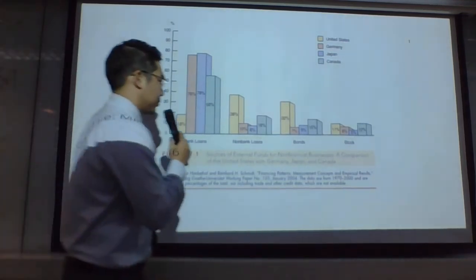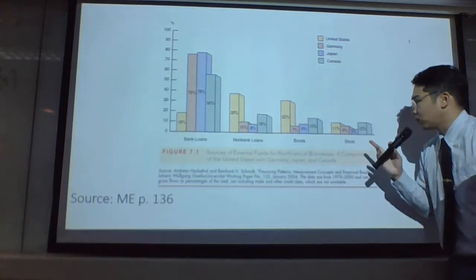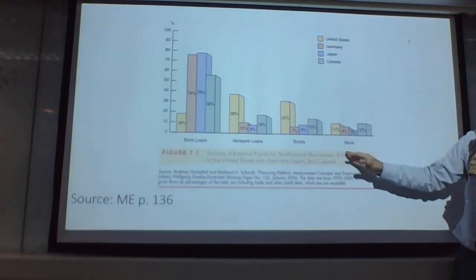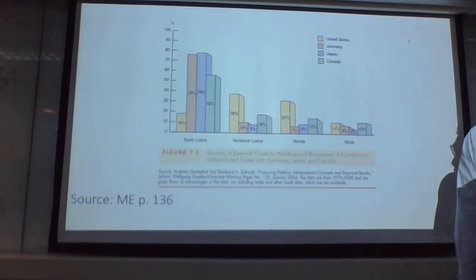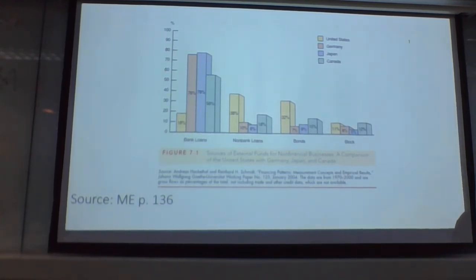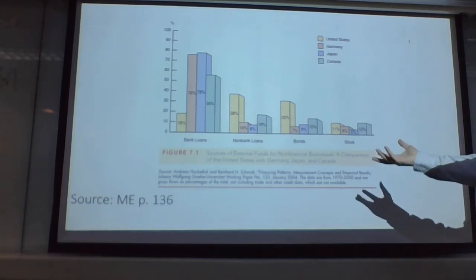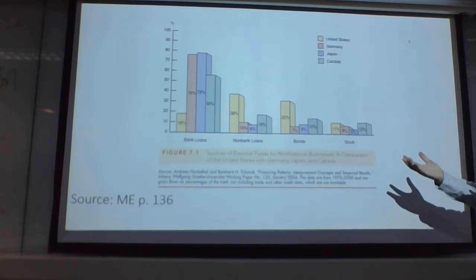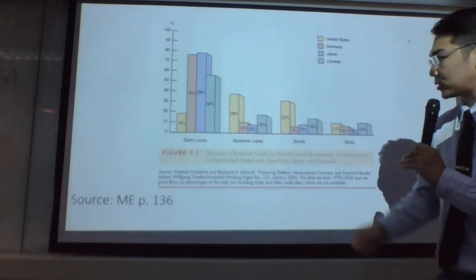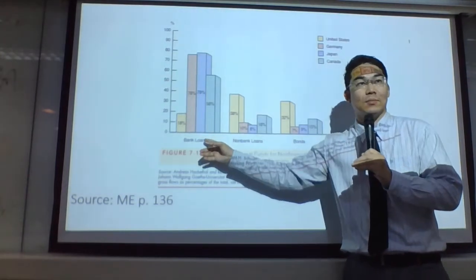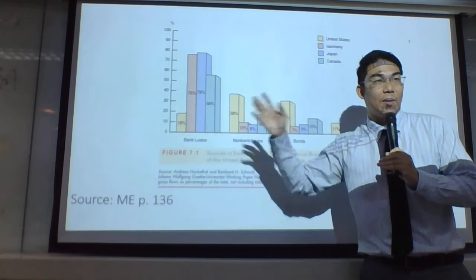The less popular ones are here: bonds and stocks, especially stocks. So you may think that this graph is a little bit different from your prior imagination. Before you study this course, some of you may think that bonds and stocks are the most important channels of funding, right? In fact, they are not. The most important one is indirect finance, which is this one: obtaining the money through the banks.